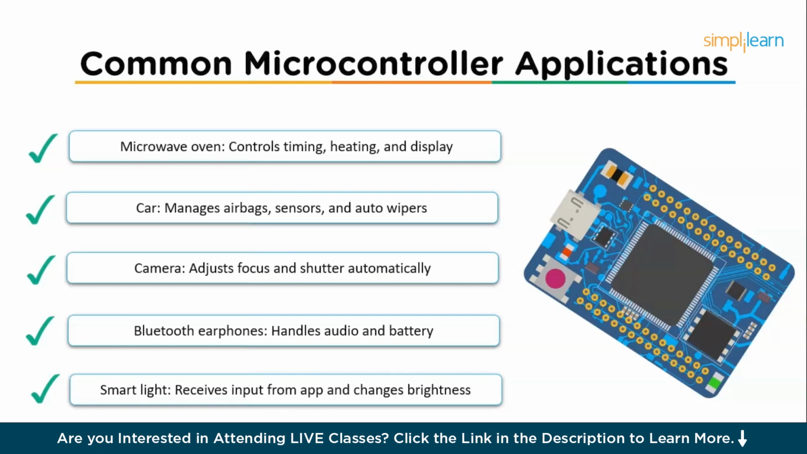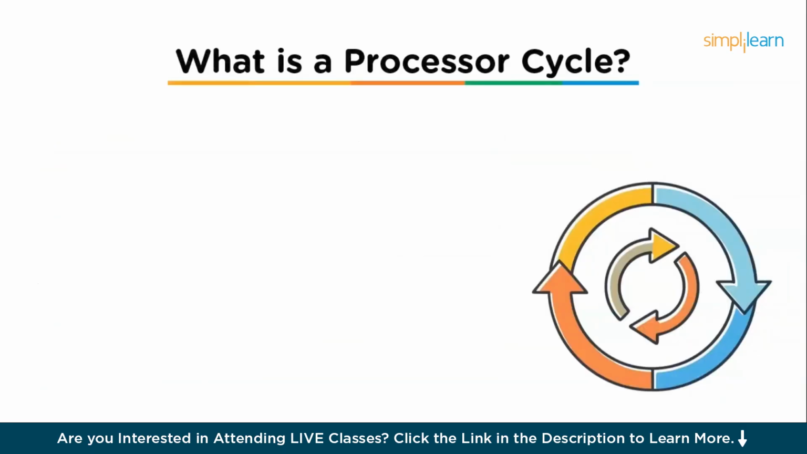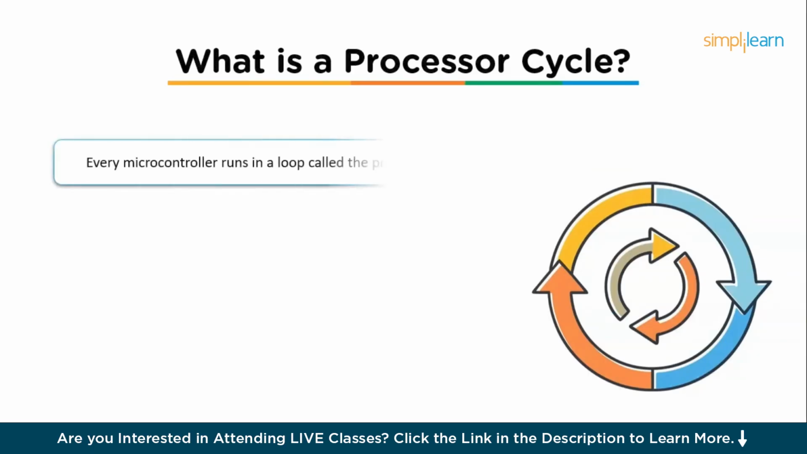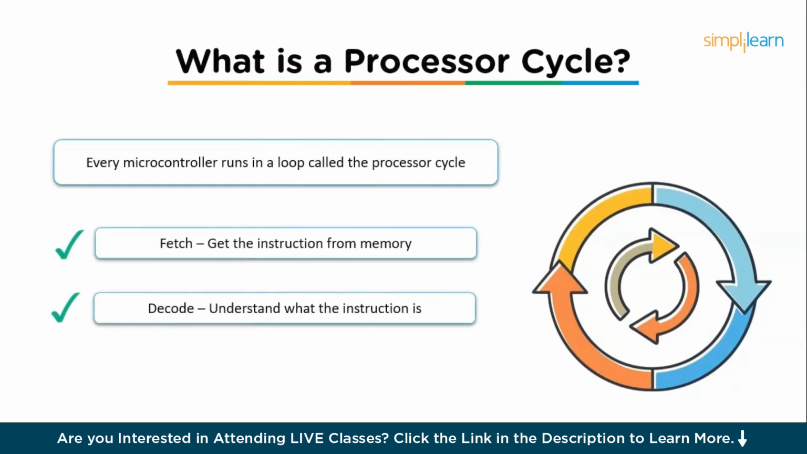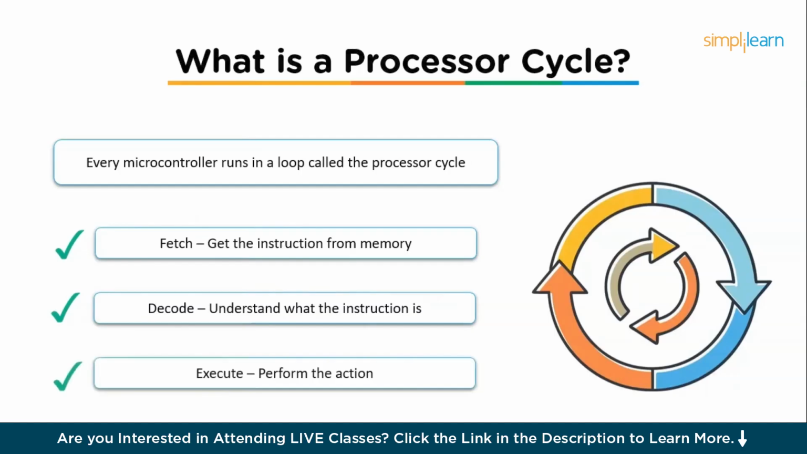Let's now move on and see what a processor cycle is. Let's understand how a processor inside a microcontroller actually works. Every controller runs in a loop called the processor cycle, which includes three main steps. The first one is fetch, that is getting the instruction from memory. Then we have decode, that is understanding what the instruction is. Then we have execute, that is performing the action. This loop happens millions of times per second, allowing the controller to read the input, process data, and control the output in real time.